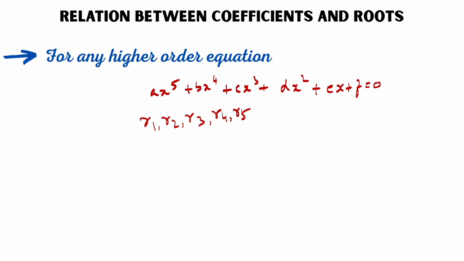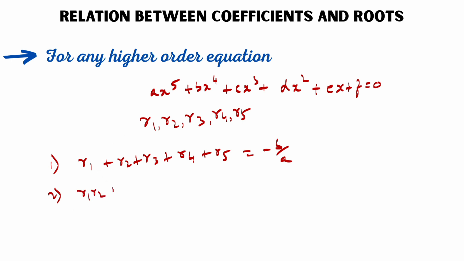Now we shall obtain the relations. So r1 plus r2 plus r3 plus r4 plus r5 will be equal to minus b by a as usual. In the second case, we will obtain the product of two roots: r1 r2 plus r1 r3 plus so on till r4 r5. How many terms will we get? 5c2 terms, that is 10. We considered minus in the first case, so plus in the second case, c by a.